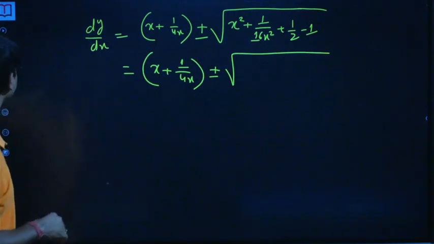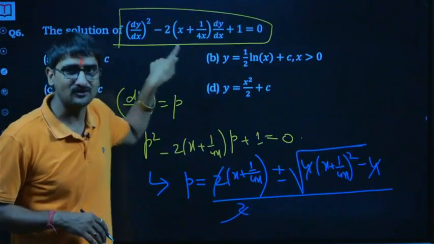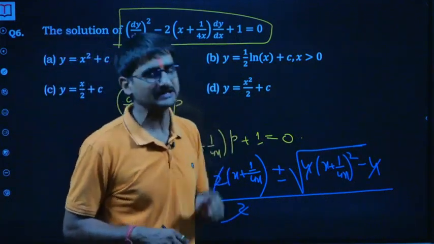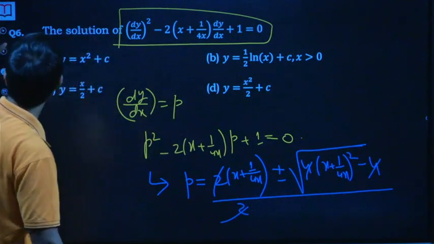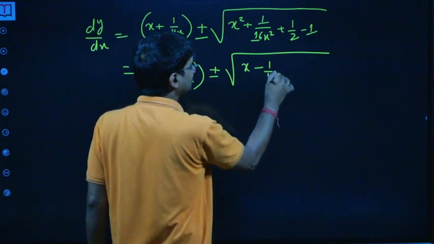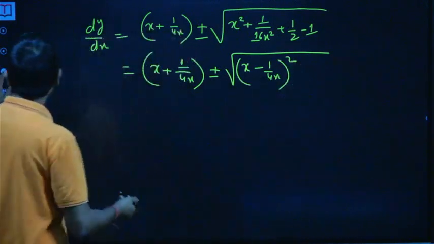I'm sorry, I think in the starting I said it's higher order. No, it's a higher degree differential equation. It's a first order second degree differential equation. Okay, so to correct myself. Now, this is nothing but x minus 1 by 4x whole square. Fine, so we got it.